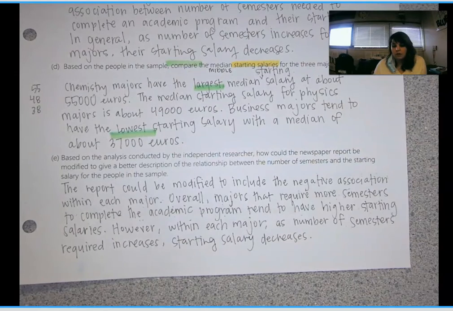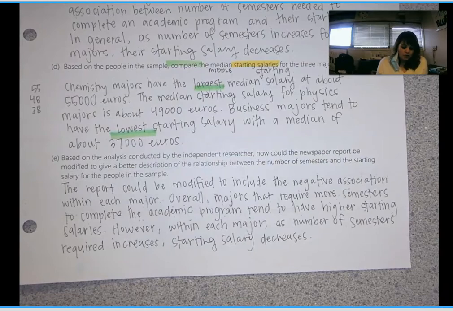Overall, majors that require more semesters to complete the academic program tend to have higher starting salaries. However, within each major, as number of semesters required increases, starting salary decreases. So to get full credit on this part, you needed to indicate that the report should include both, that overall there is a positive association, but within each major there is a negative association.